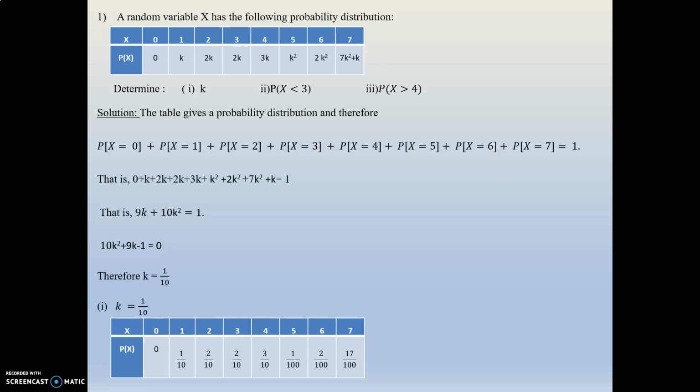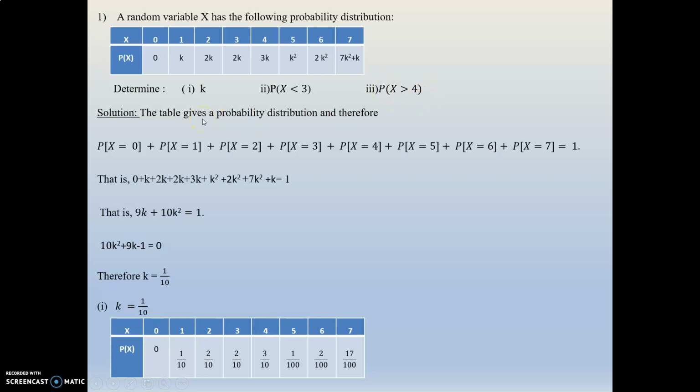A random variable x has the following probability distribution, and the probability distribution is given in this table. So x is 0, 1, 2, 3, 4, 5, 6, 7. Probability is 0, k, 2k, etc. So determine k, that is the first question. The second question is probability of x less than 3, and the third part is probability of x greater than 4.